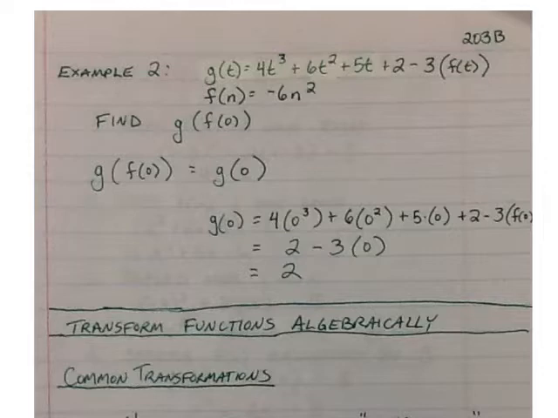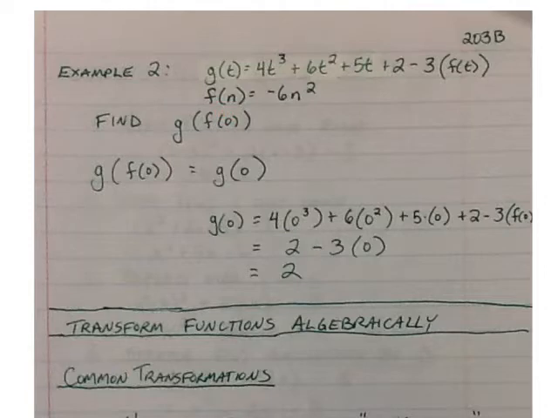Example 2 is a more difficult example, and it's more in line with what you might find on the Khan Academy website. What they give us is g of t is 4t cubed plus 6t squared plus 5t plus 2 minus 3 times the function f of t. And then f of n is negative 6n squared. And they're asking us to find g of f of 0. So first we need to find f of 0.